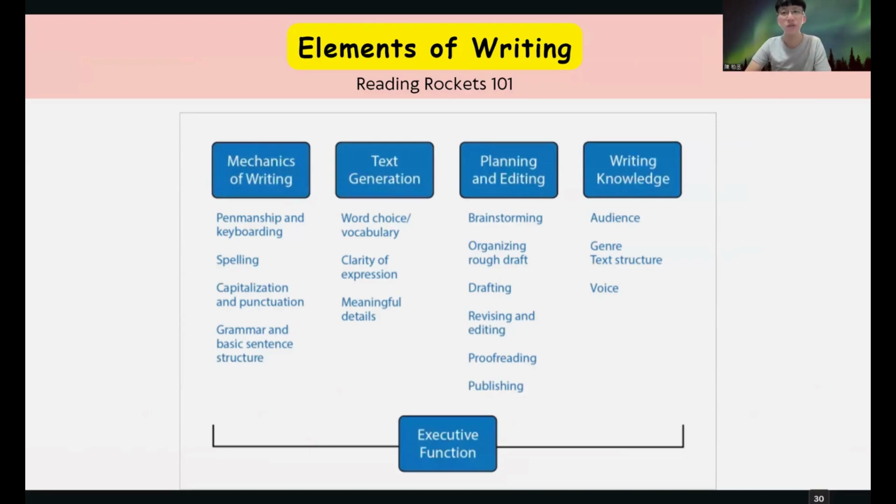And the next one is about the process when we write. First of all, it's about brainstorming ideas, and then we put them into written form. It's about the draft, and then we keep revising and editing, and then we proofread before we publish. That's the sequence. And the most important part is about the writing knowledge. We have to pay attention to the audience, the genre, and the voice when we are writing.